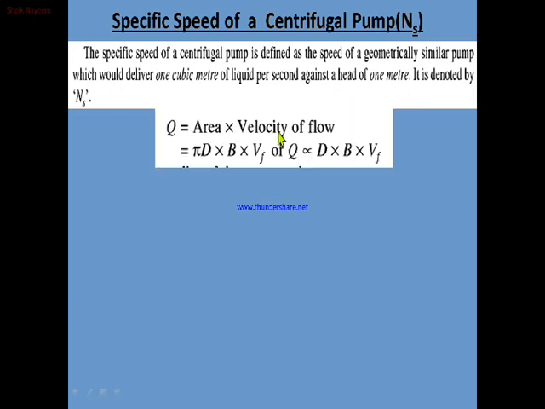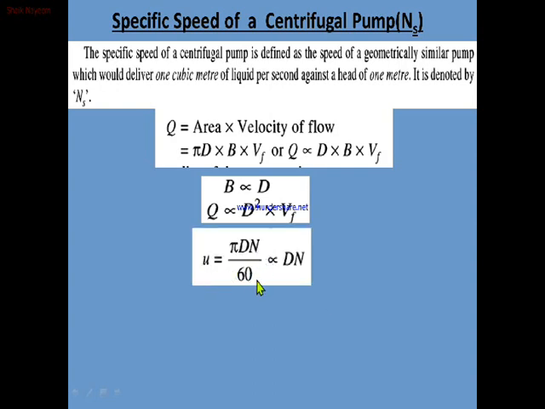We will derive the expression for Ns with the help of the discharge expression. We know Q equals area into velocity of flow. Area can be written as pi D into b. Velocity of flow can be written as Vf. Pi is a constant, so removing equality, we write the proportionality Q proportional to D into b into Vf. Since b is proportional to D, we replace b with D, so we get Q proportional to D square into Vf. We know u equals pi D N by 60. Pi by 60 is a constant, so we write u proportional to D N.